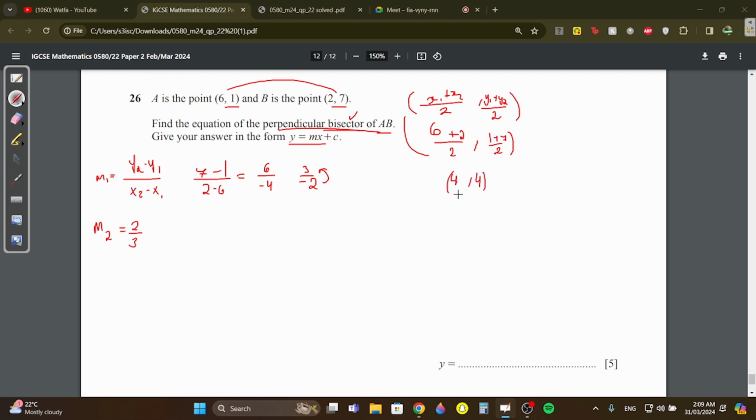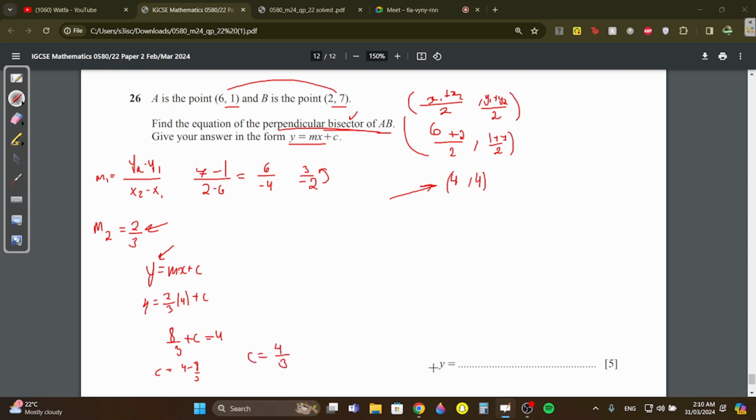So now I have my slope and I have my point. So can I find the equation? Of course I can. It's y equals mx plus c. Let's substitute. We know our y is 4, we know our m is 2 over 3 and our x is 4. Can we find the c? Of course we can. Just solve it. So it's going to be 2 over 3 times 4, which is 8 over 3, plus c equals 4. So c will be equal to 4 minus 8 over 3, which is c equals 4 over 3.